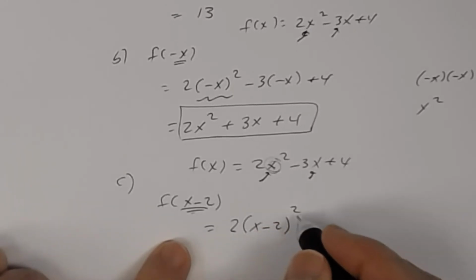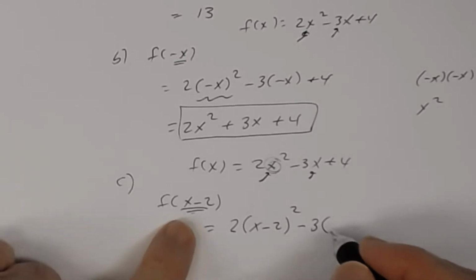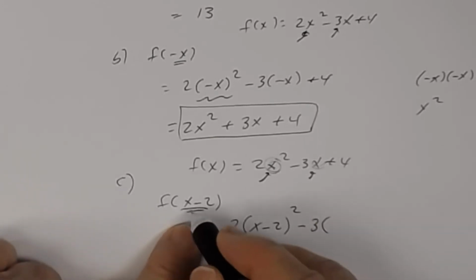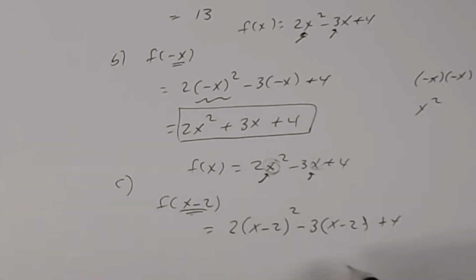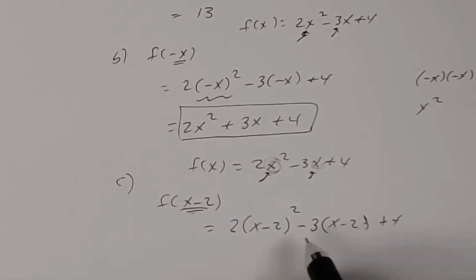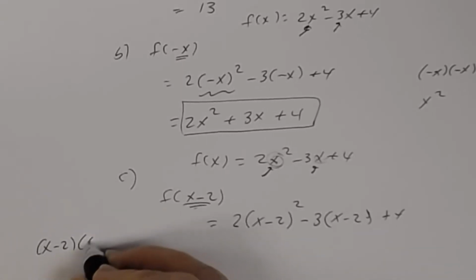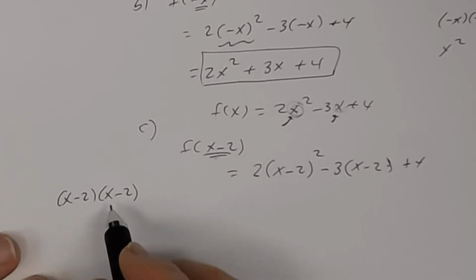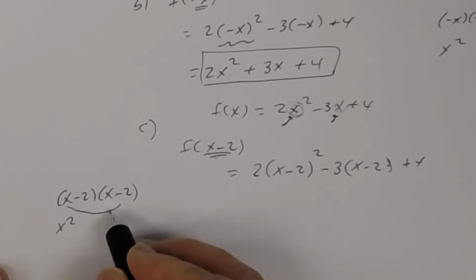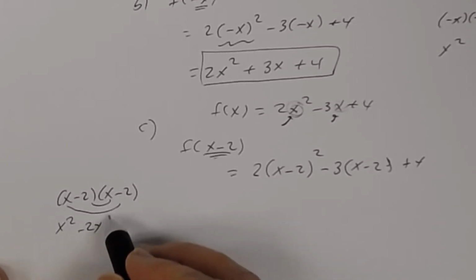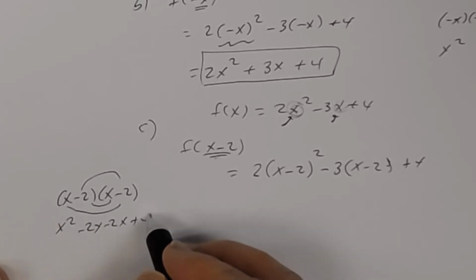So there's going to be some work you have to do. Minus 3 times, in parentheses, this variable x becomes x minus 2, and then plus 4. Now we're going to multiply all this out. Let's go off to the side and figure out what x minus 2 times itself is. We're going to FOIL this out. x times x is x squared. The outer is negative 2x. The inner is also a negative 2x. And the last, a negative 2 times negative 2, is a positive 4.